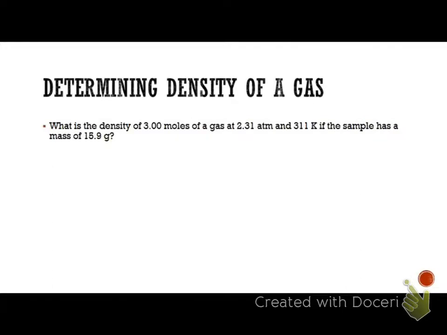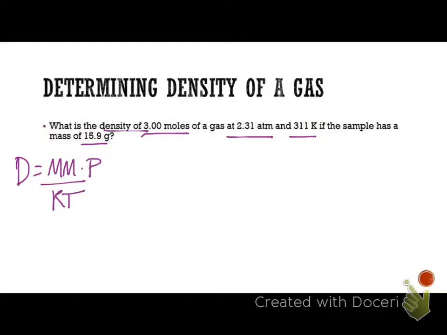Now let's practice solving for density. This time it asks, what is the density? We're going to use density is equal to molar mass times P over RT. This one wants to know the density of a gas that has 3.00 moles in this atmosphere and Kelvin temperature, if the sample has 15.9 grams.